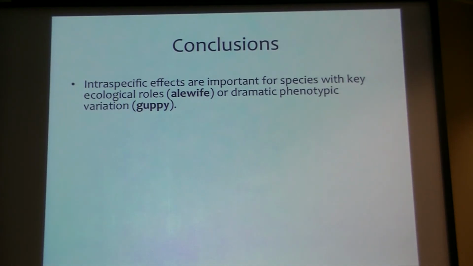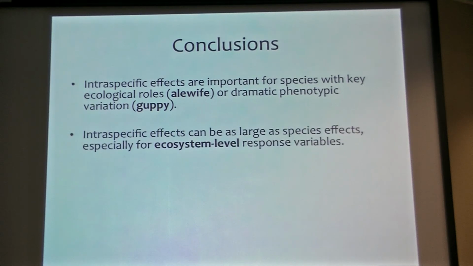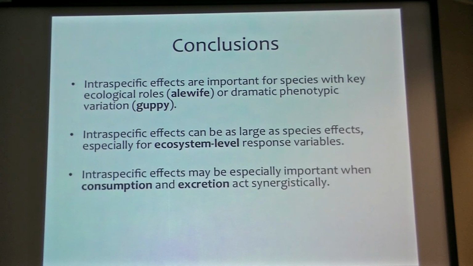Okay, so in conclusion, intraspecific effects are important for species with key ecological roles. Okay, we showed that in alewife, or dramatic phenotypic variation, for example, in guppy, okay? Intraspecific effects can be as large as species effects. We see that in both alewife and guppy and across a larger suite of systems. And that these effects tend to be large, especially for these ecosystem level response variables. Although we're not sure why that is, and we don't know how that result will hold up when more studies are included.